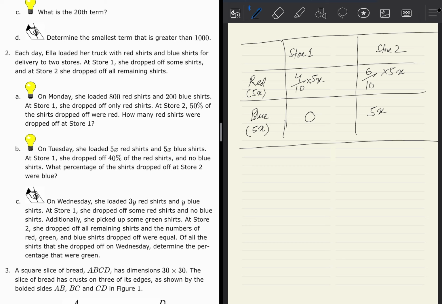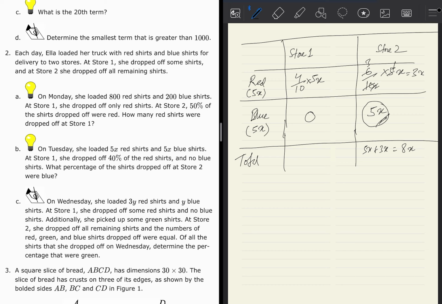So the question asks us what percentage of the shirts dropped off at store 2 were blue. So we have to find out this thing. What is the percentage? So the total at store 2 is 3x plus 5x. So this equals 8x. So the total number of shirts at store 2 is 8x. And it's asking what percentage of the shirts dropped off at store 2 were blue.